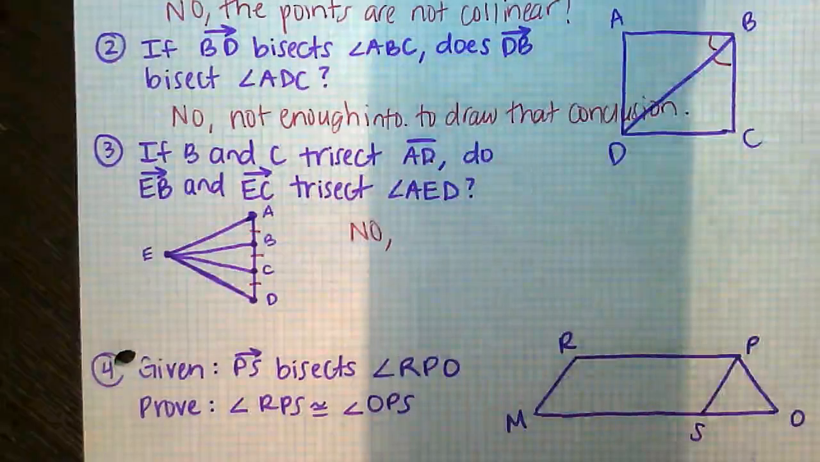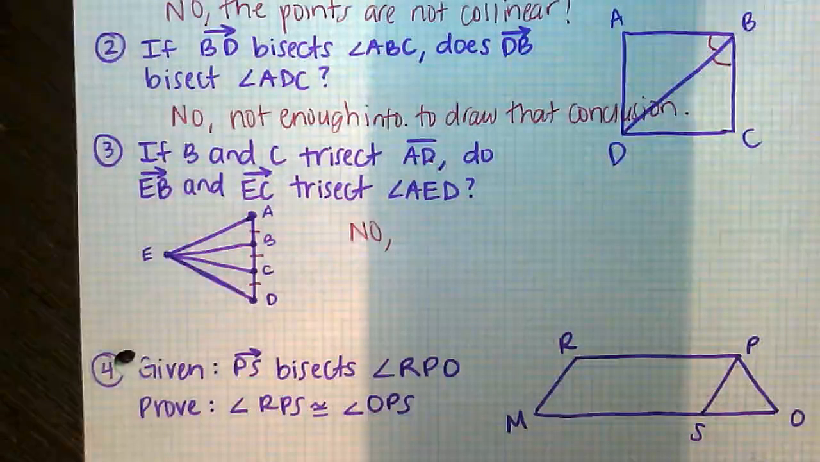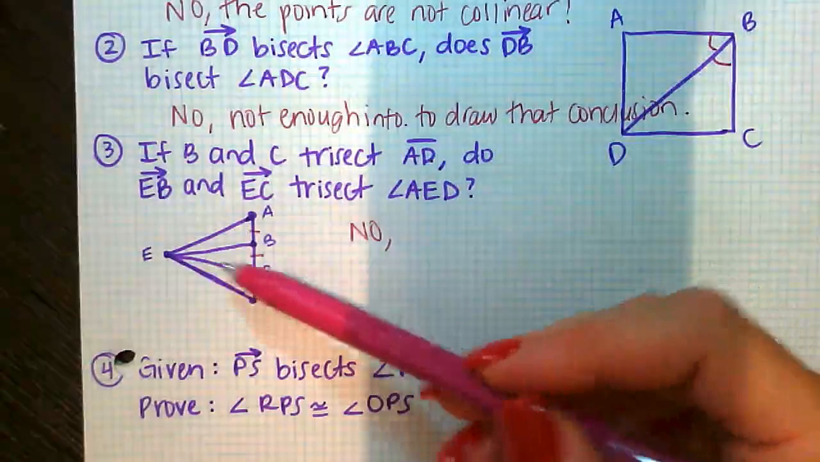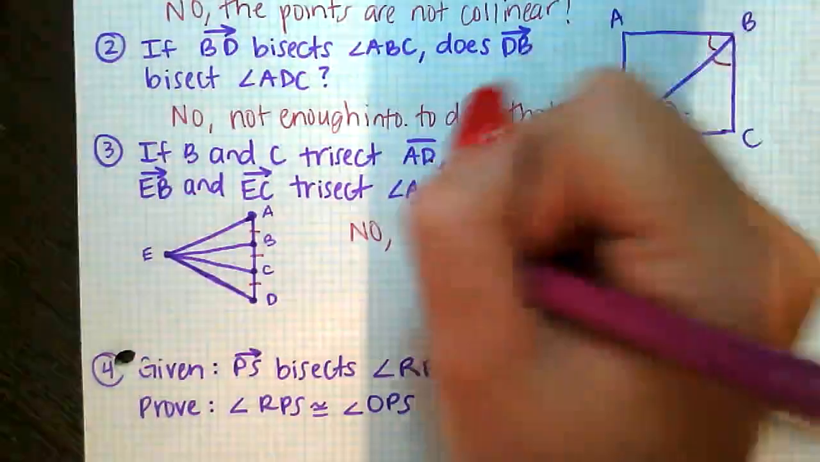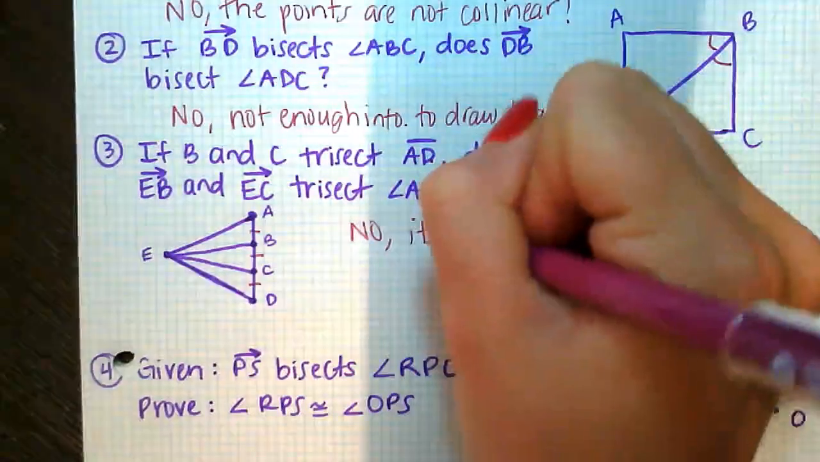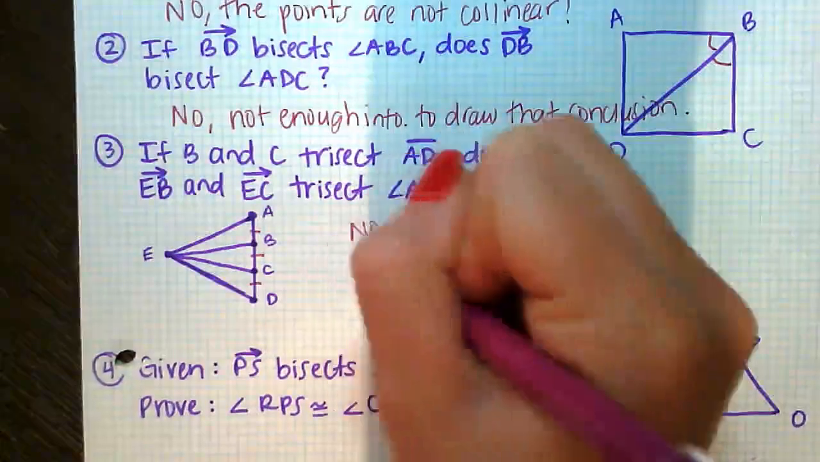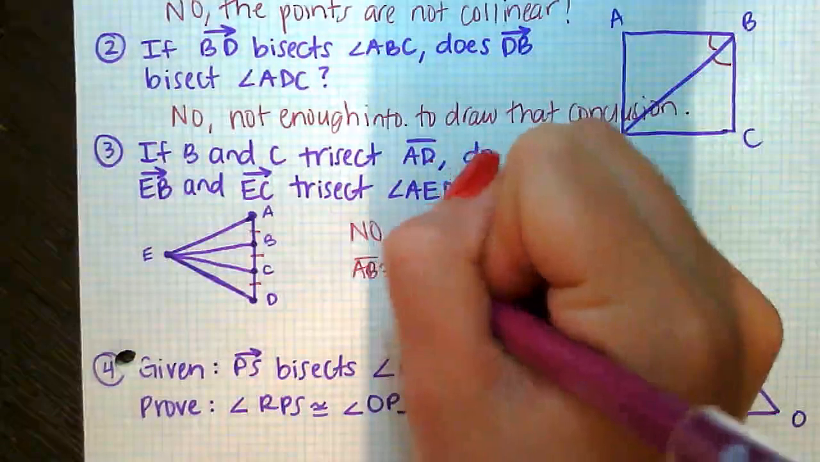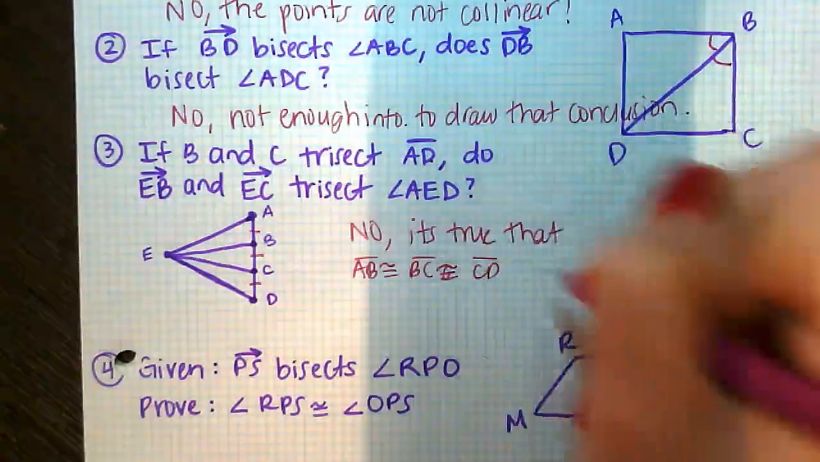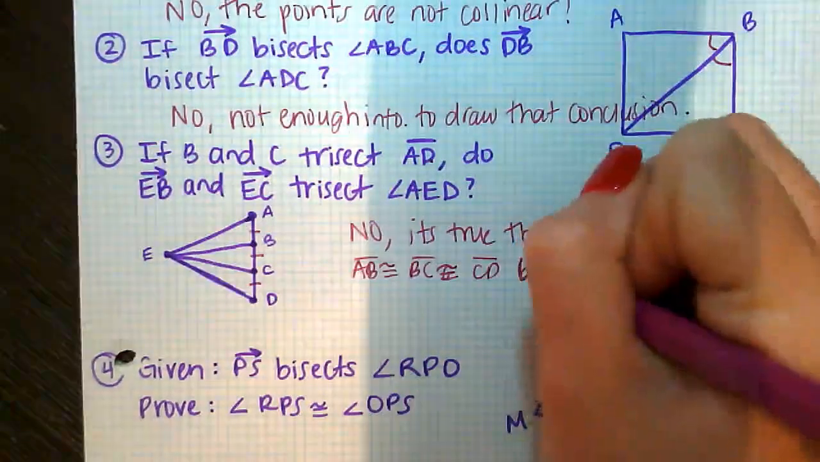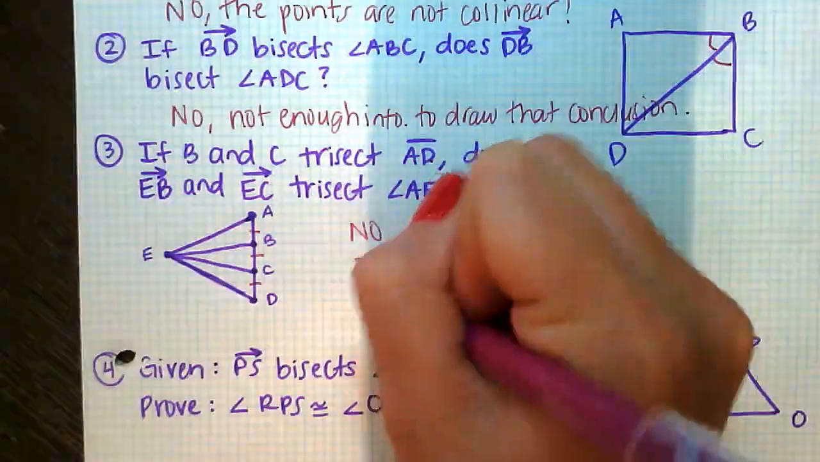This problem is really pointing out the difference between trisecting a segment versus trisecting an angle. Just because the segment was trisected does not mean the angle was trisected, and vice versa. So no, it's true that segment AB is congruent to segment BC, which is congruent to segment CD, but that is all we can conclude.